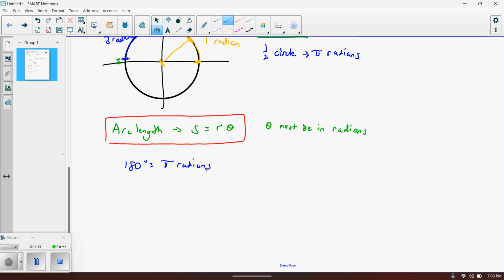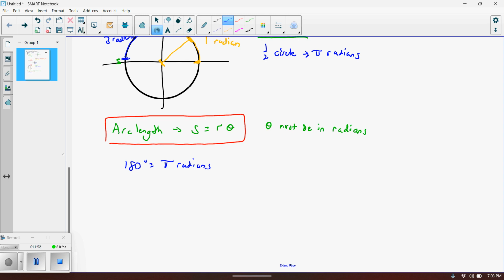If we know that, we can convert from radians to degrees or from degrees to radians very, very easily. Eventually, there are going to be some special values that you're going to need to know pretty quickly that will really help you for calculus. But for now, this is how you would do it.